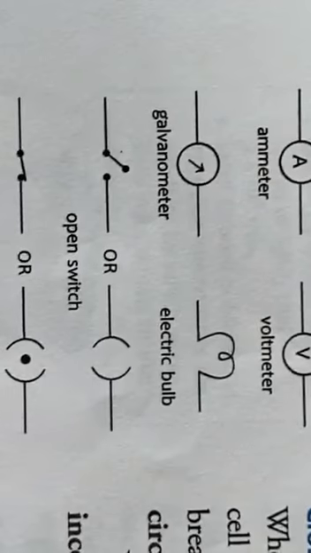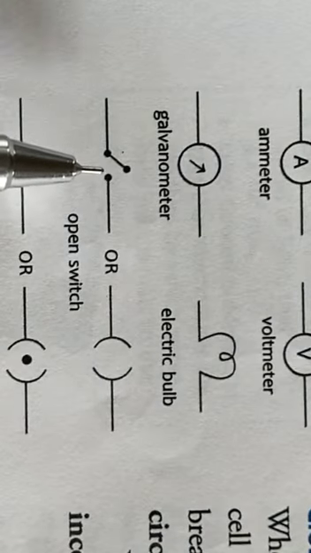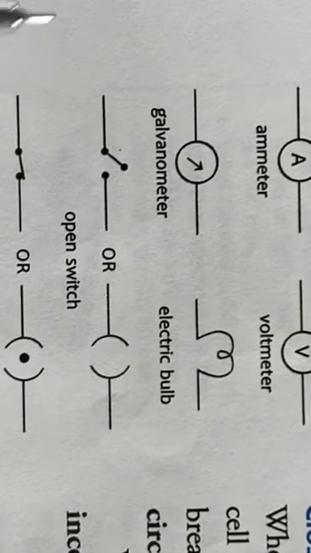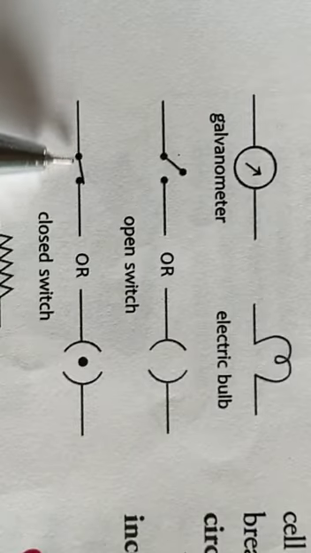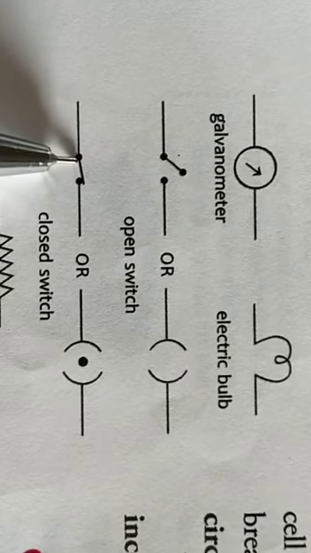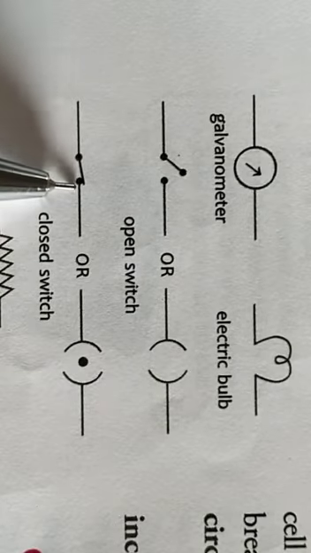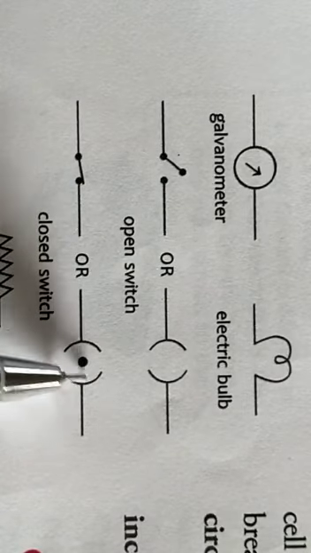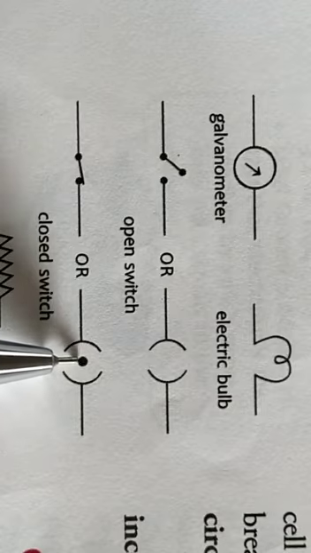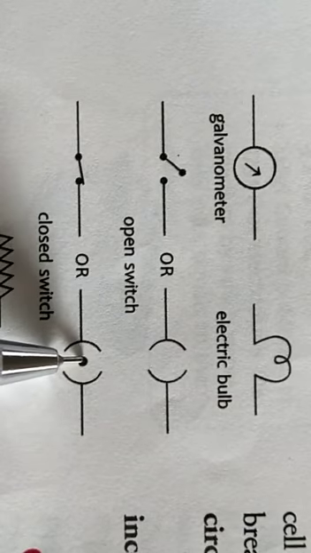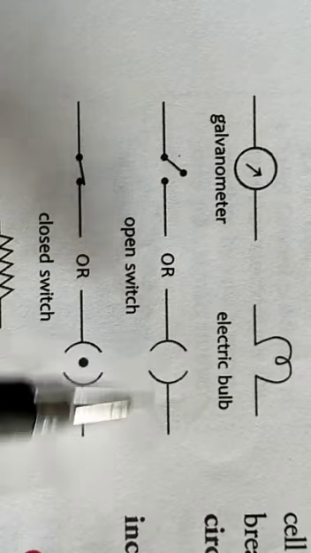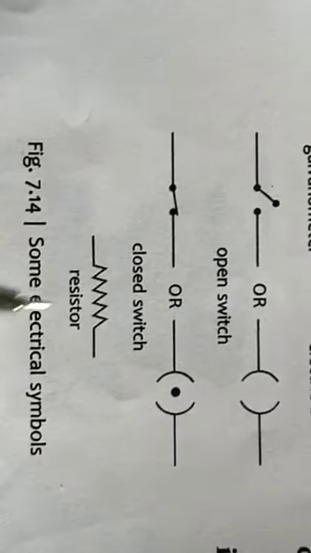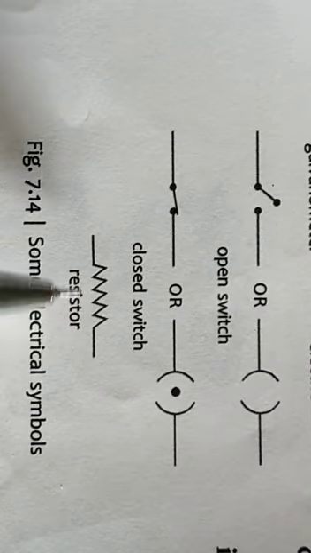Now this is the symbol for the open switch, or like this. This is the open switch. The closed switch is like this, you can see. Is that clear? When the two ends are touched, this is the closed switch, and here in the middle a black dot will be there. This means it is a closed switch, and this represents the open switch. Is that clear? And this is the symbol for the resistor.